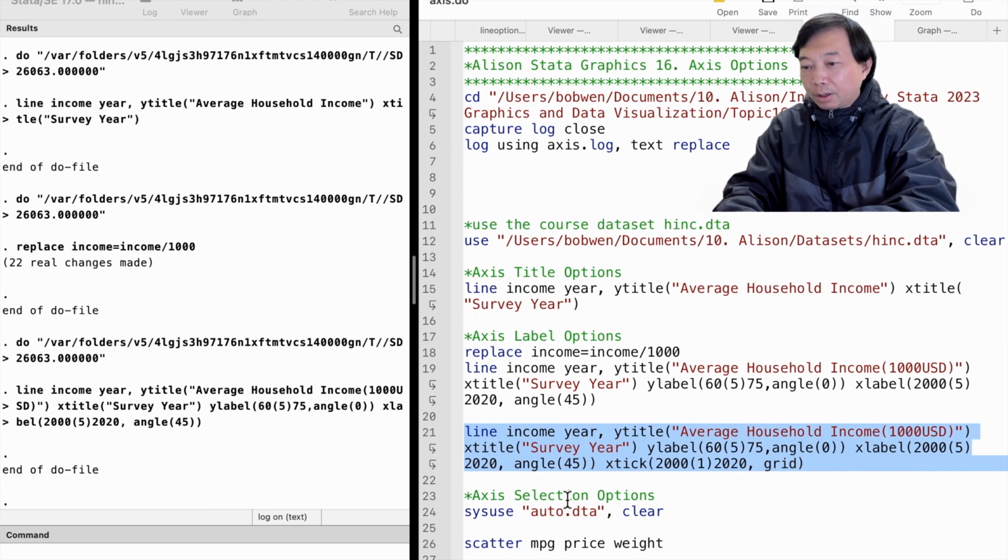I add grid lines from the ticks on the x-axis using the grid sub-option.